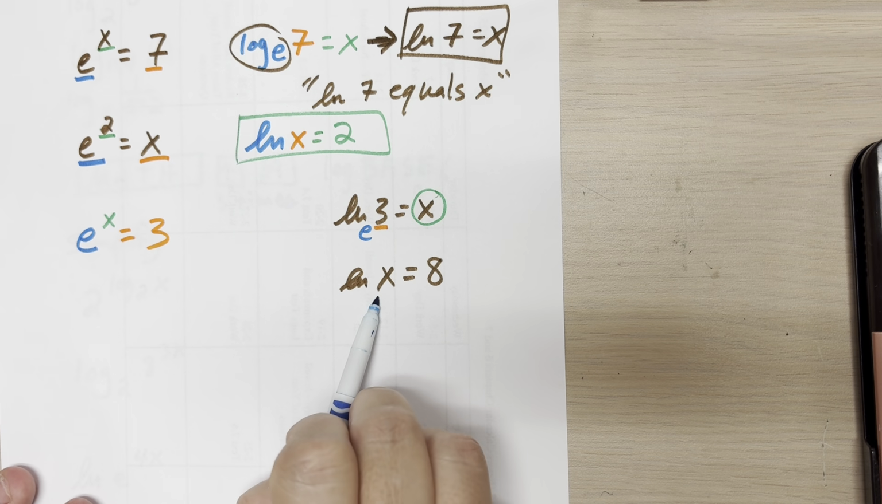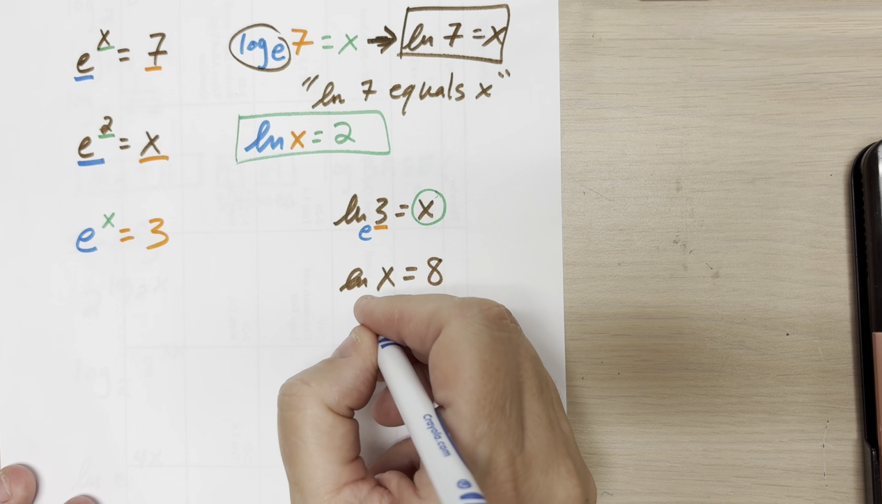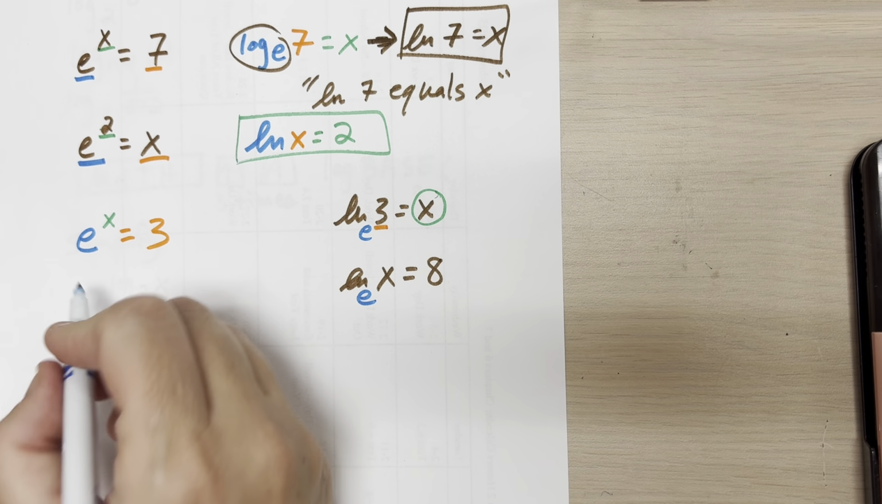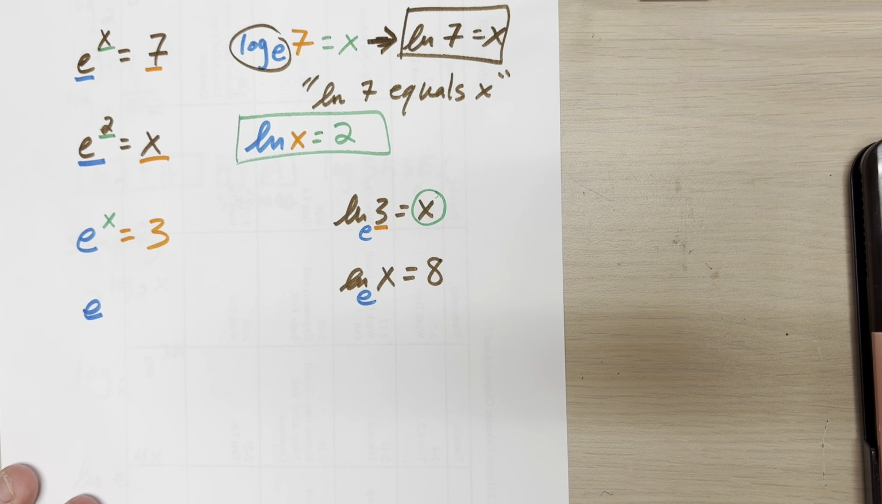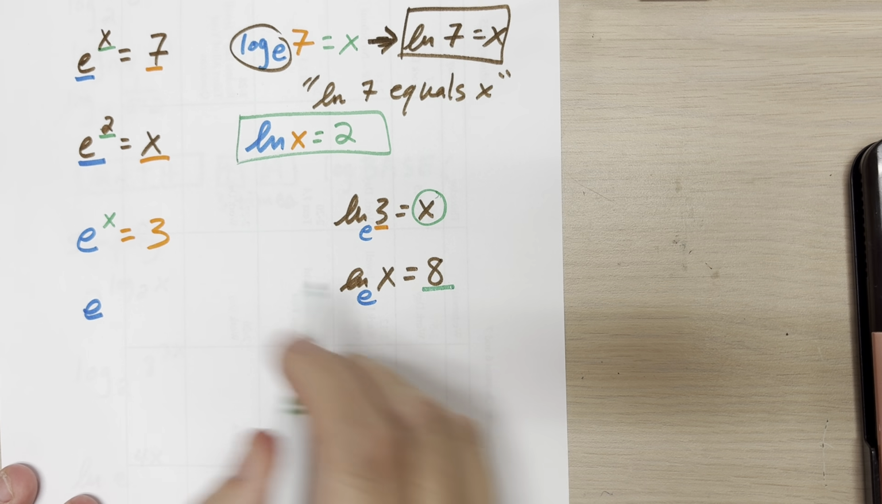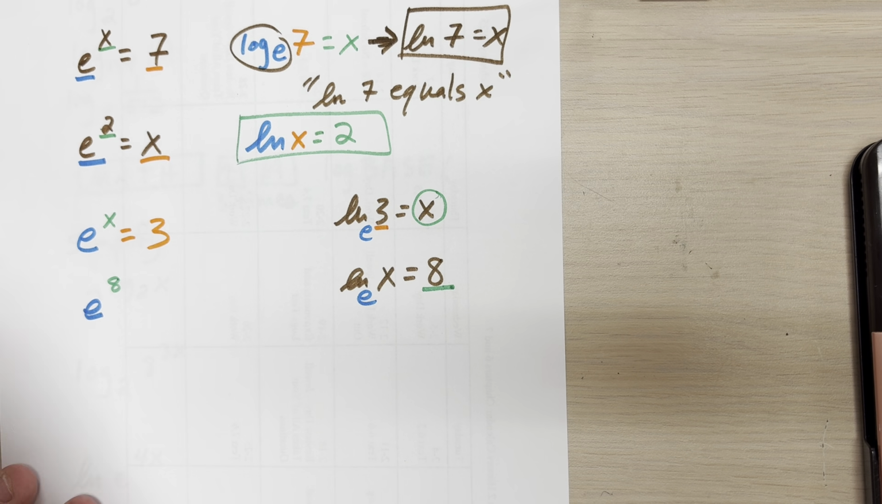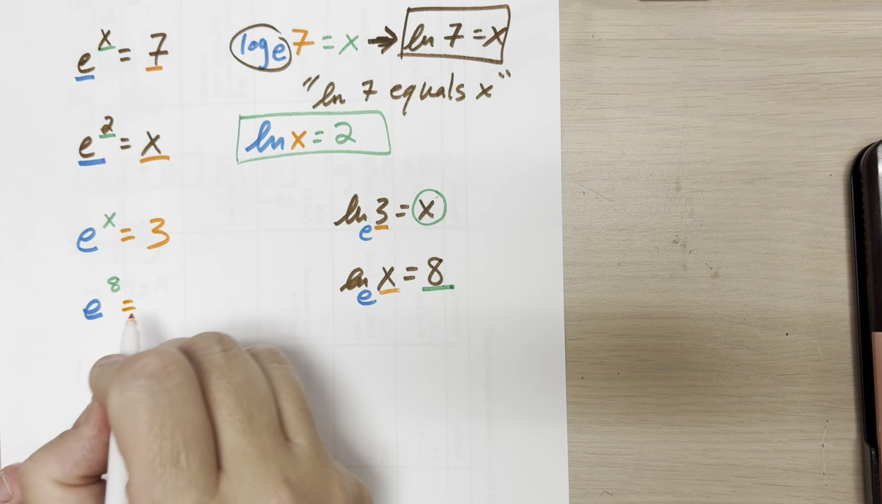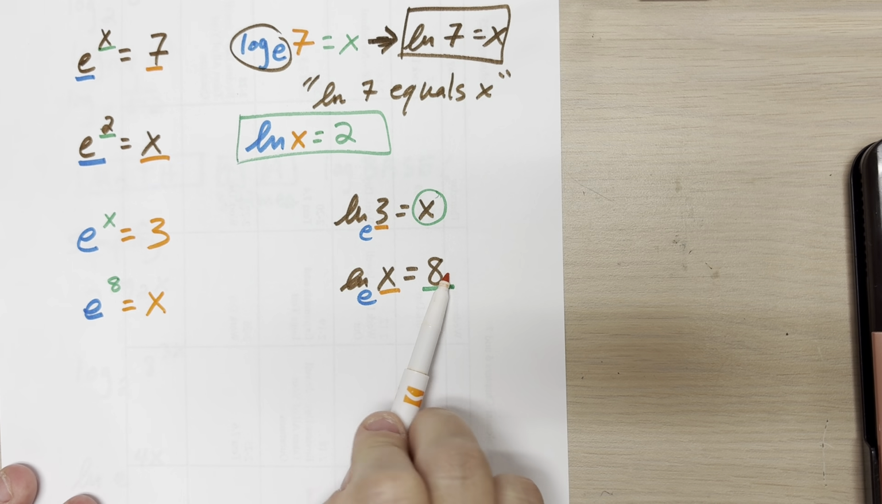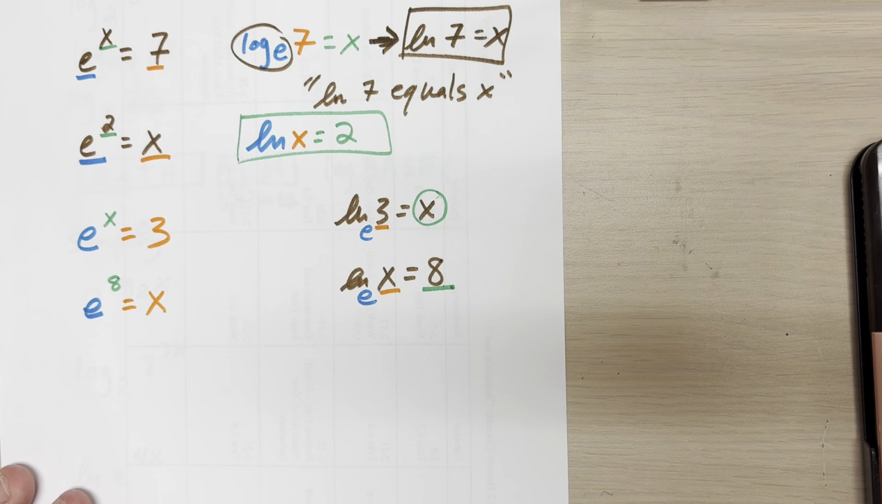Here's another one, ln x equals 8. So our base is e. The exponent is over here, 8. And then our number is x. So e to the 8 is x. And that's that.